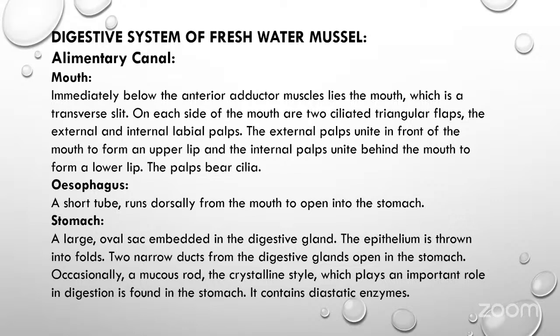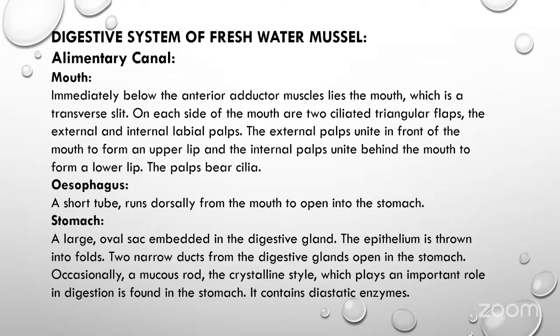Now, how does the alimentary canal work? The digestive system of the freshwater mussel: the first one we are going to discuss is the alimentary canal. Under that, the first part is the mouth. Immediately below the anterior adductor muscle lies the mouth, which is a transverse slit. On each side of the mouth are two ciliated triangular flaps, the external and internal labial palps. The external palps unite in front of the mouth to form an upper lip, and the internal palps unite behind the mouth to form a lower lip. The palps bear cilia.